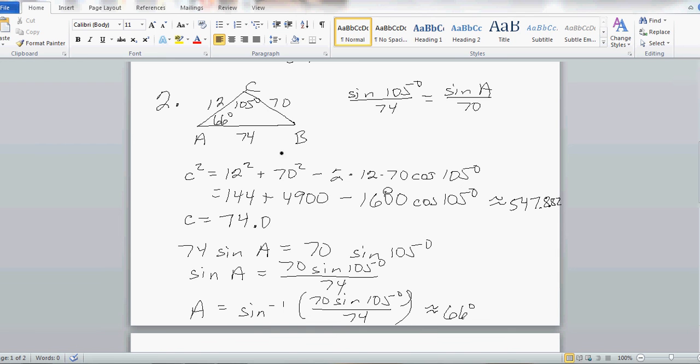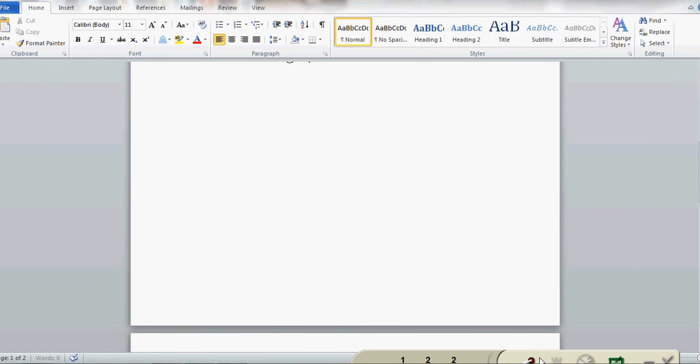And then finally B is easily calculated as 180 minus the 105 degrees plus 66 degrees, or 180 minus 171, which equals 9 degrees. And there is the triangle completely solved.